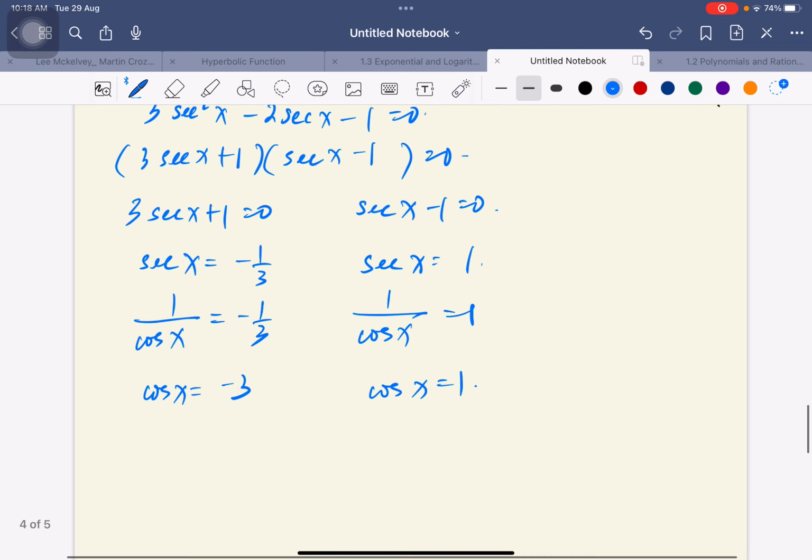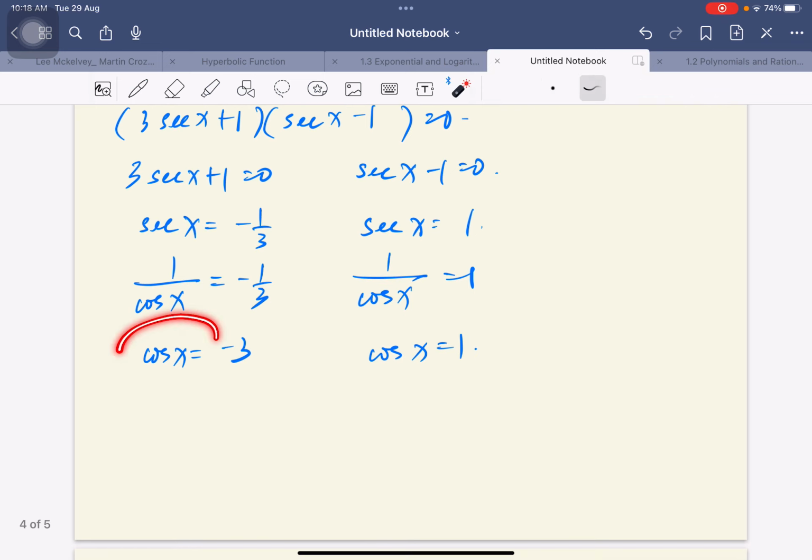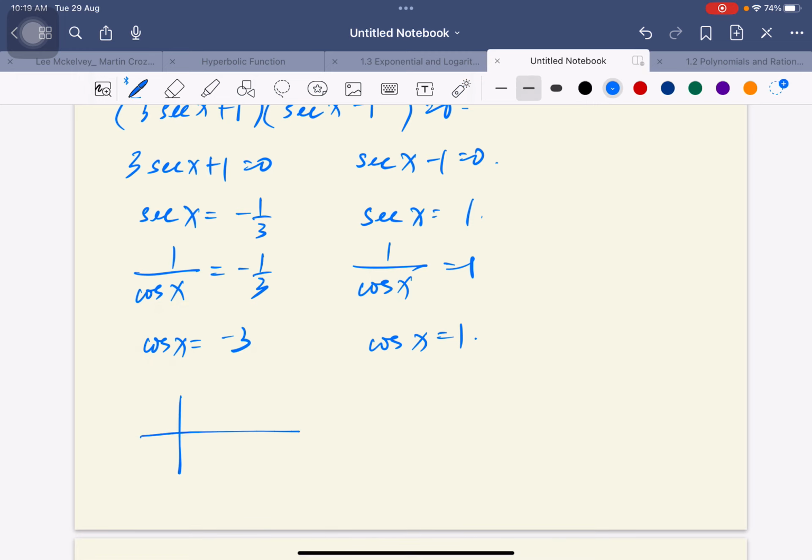Let's look at this. Is this possible? We know that for a basic cos function, I'll just sketch it from 0 to 360. The amplitude is 1 and negative 1. It's impossible for the cosine function to have a value of negative 3. It has already exceeded the range of the function. The range is only between 1 and -1.